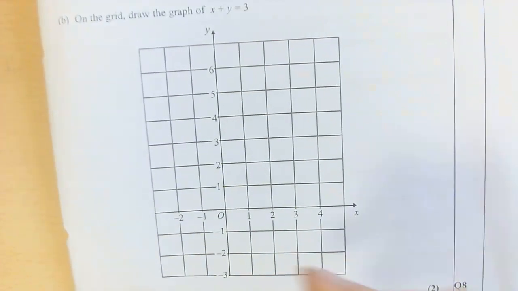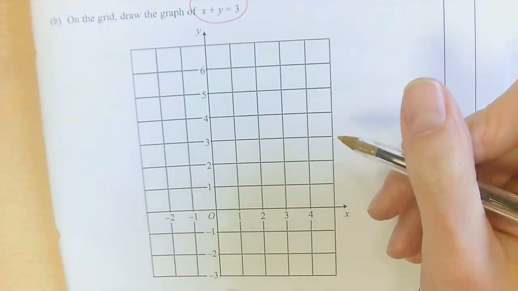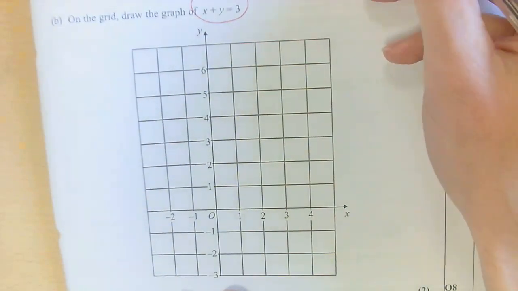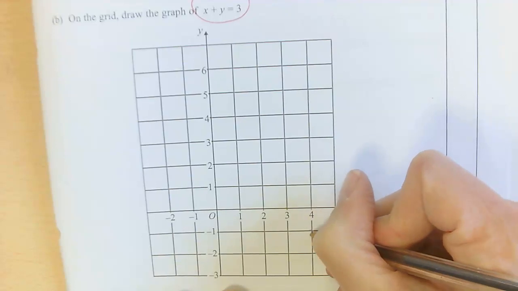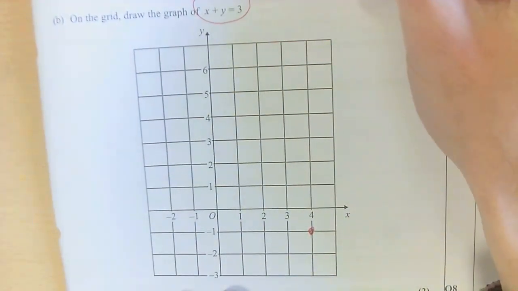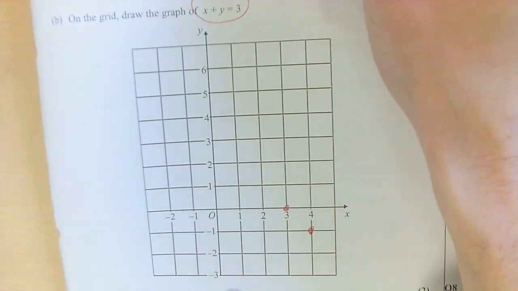On the grid, draw the graph of the above equation. This is so wrong so many times by so many people. Careful with the plotting of this. 4 across, negative 1. 3 across, I'll tick these off as I go. 3 across, 0. So I don't plot the same one twice in the wrong space or something.